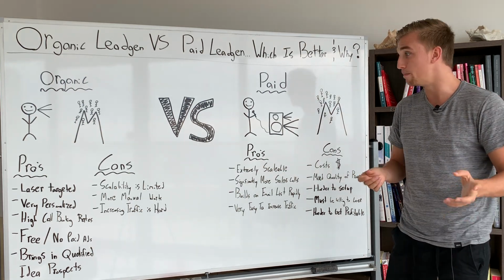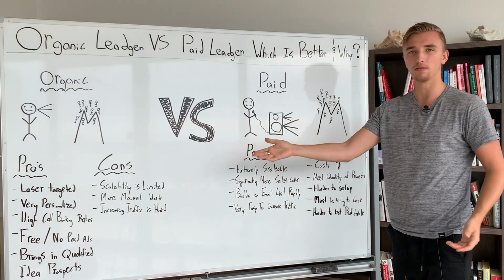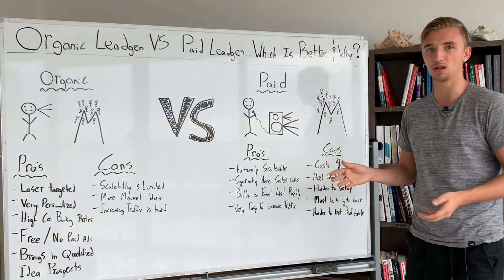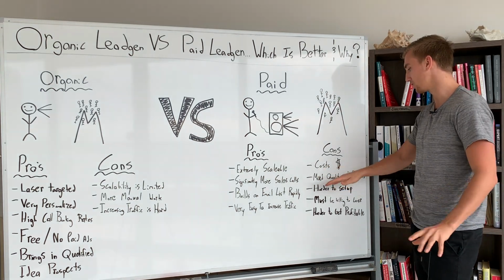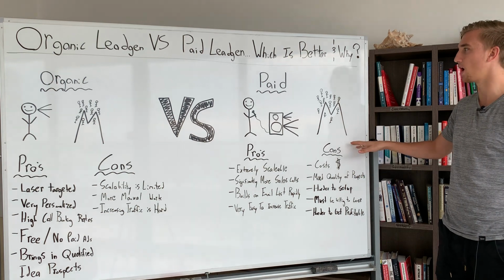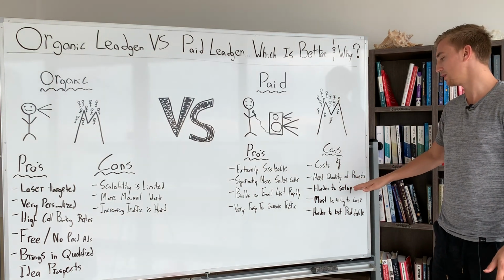We recently launched paid ads about 10 days ago, and now we're averaging 1 to 2 sales calls per day, but they're not all extremely highly qualified. Again, half of them are pretty much unqualified, but nonetheless, it's still pretty good results. So we get mixed quality of prospects, which is a con. Then it's harder to set up, so it takes a lot of time to set up.